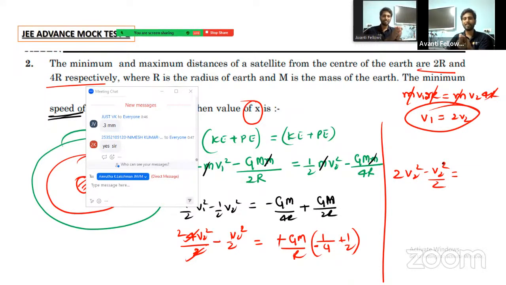Is it right? It is simple. GM by r is common here, and you need v, right? Simplify the left hand side, and on the right hand side you will get the minimum speed value. In that minimum speed value there is a value of x, so replace that x. Is it clear? This question was a bit long, but a good question. Is it clear for everyone, right? Yes, good. We'll go for the next question then.